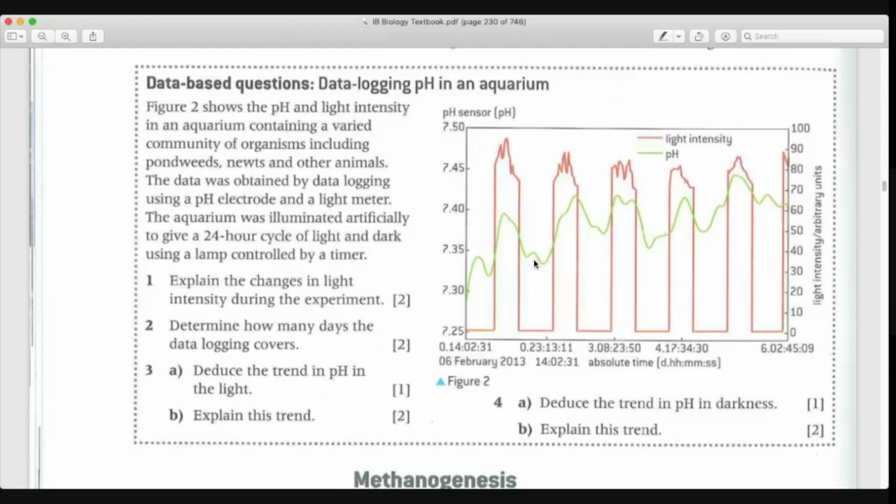It's becoming more acidic, and that is when CO2 is actually increasing. It's not as low as it was before. Now CO2 is going to increase. Carbon dioxide is going to increase when what happens in the aquarium? So what has to be happening in the aquarium? Photosynthesis decreases. And what increases? Rate of respiration.